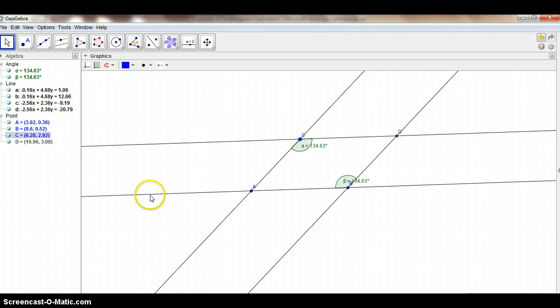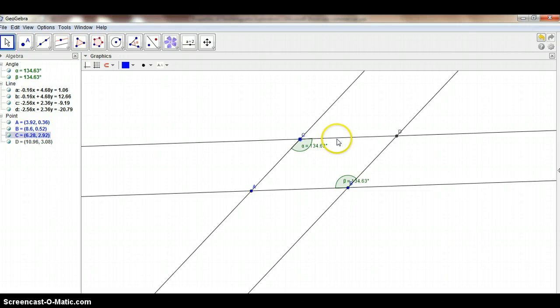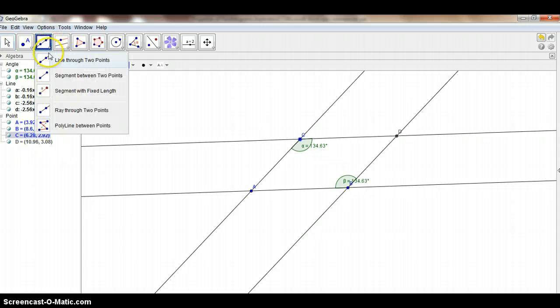Alright, our second question. What do you notice about the opposite sides of a parallelogram? So remember, the opposite sides are simply the sides that are to each side right here. Okay, we can do the same trick. So we can see our angles going over here if we go to the lines, select segment between 2 points.